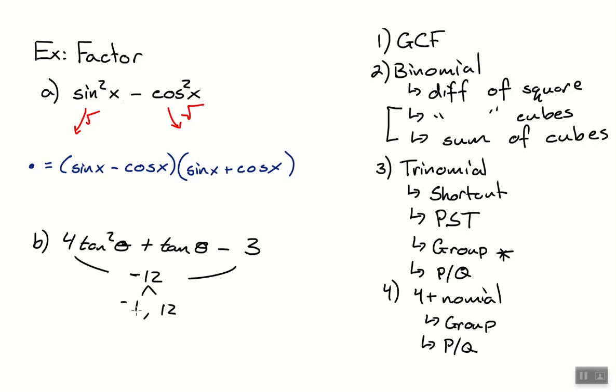Those don't add up to 1. How about 2 and 6? Do those add up to 1? What about 3 and 4? Oh. Okay. With that in mind, could it also be 4 and negative 3 if you did it this way? Are you sure? What's 4 times negative 3? Oh, yeah. Okay. Which of these would you go with?